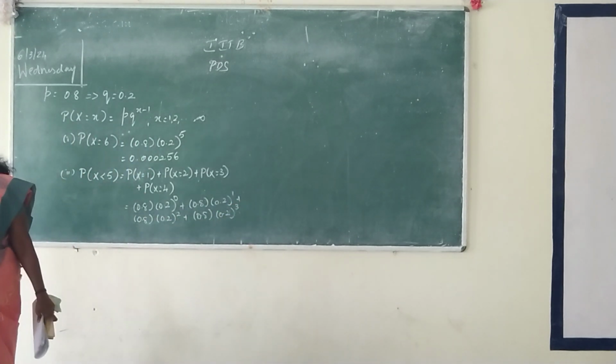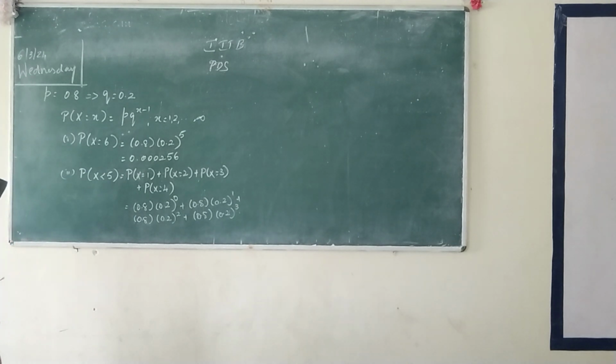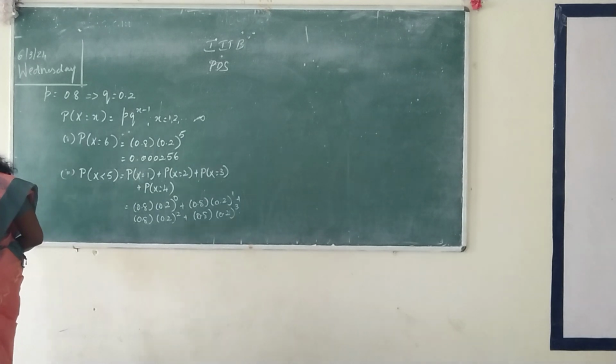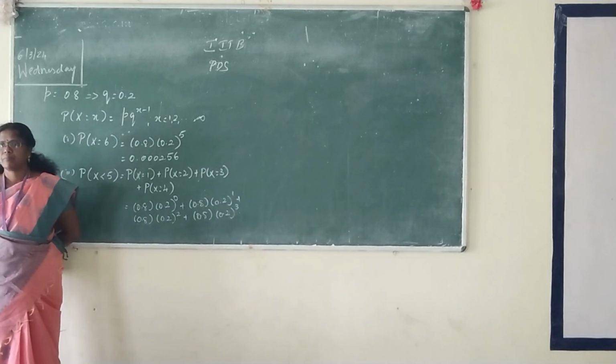Take 0.8 as a common term outside, put the remaining in the calculator, then multiply both by 0.8, because everywhere 0.8 is common.